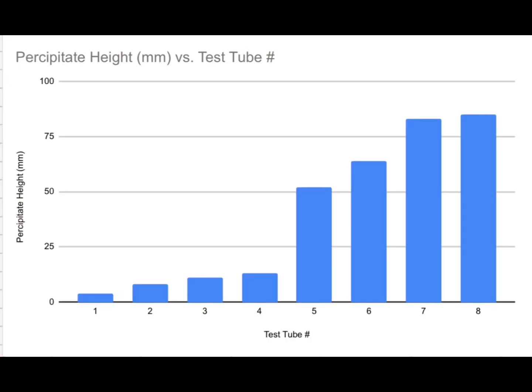This graph shows our quantitative data where the x-axis is the test tube number and the y-axis is the height of the precipitate. This diagram displays how the height of the precipitate was slightly increasing in test tubes 1 through 4 and leveled off in test tubes 5 through 8.